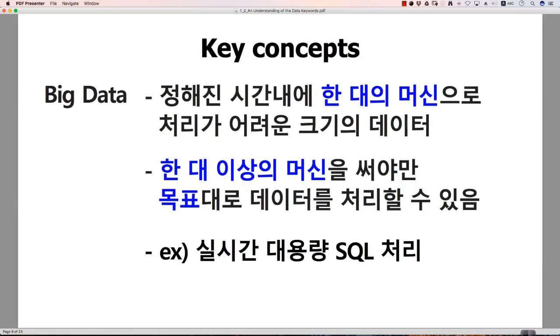First, let's look at big data. Big data refers to data that is very large in size within a given time frame. It's data and it's very large in size. We say that this data is so large that it is difficult to process with a single machine within a given time frame.